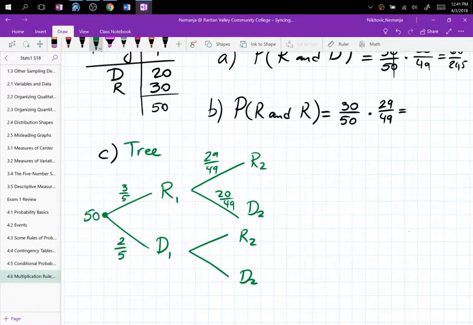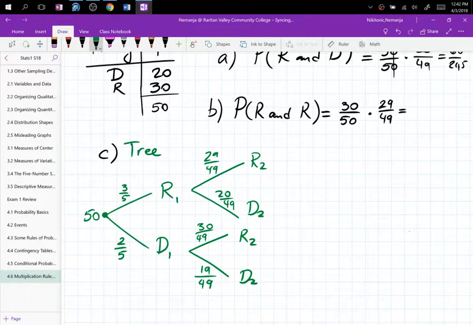Well, we picked our first Democrat. So now we are going to pick a Republican. Well, number of Republicans is still 30, but we have 49 people to choose from. And if we pick the Democrat first, and then we want the Democrat again, that's going to drop down to 19 over 49. And these are all possible probabilities.